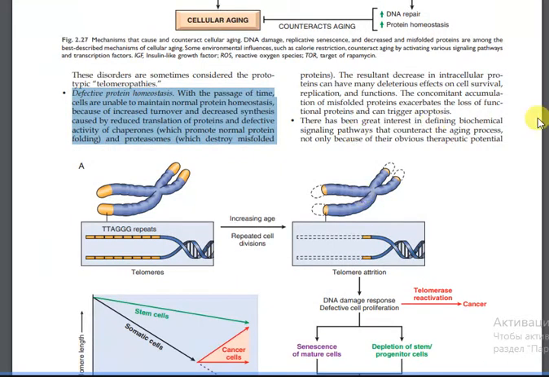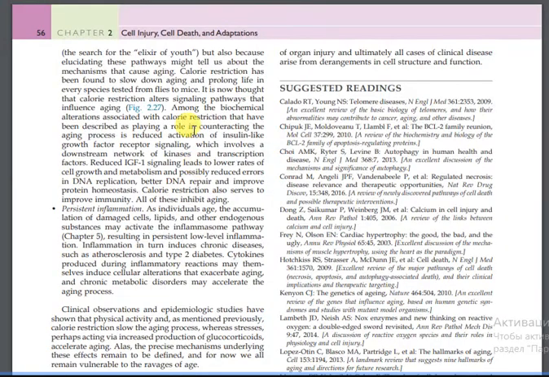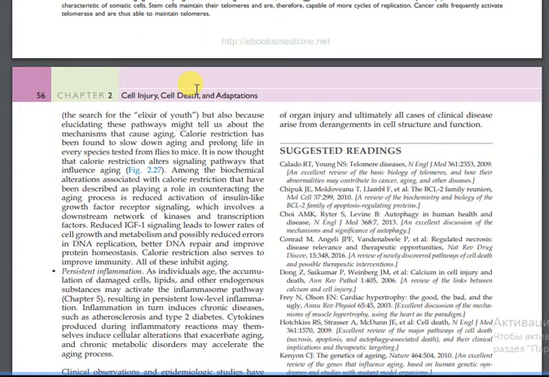There has been great interest in defining biochemical signaling pathways that counteract the aging process, and not only because of their obvious therapeutic potential, but also because elucidating these pathways might tell us about the mechanisms that cause aging. One of the best researched topics in this field is calorie restriction. Actually, calorie restriction is the only confirmed study about the decrease of cellular aging.